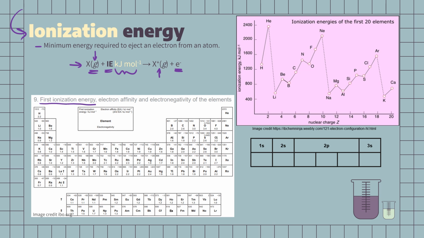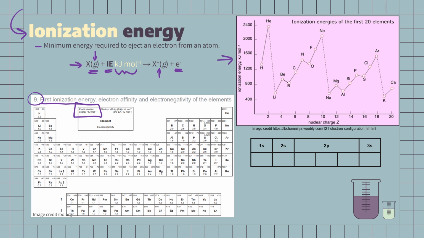Ionization energies are given to us in section 9 of the periodic table, these top left numbers. First ionization energy is just the energy needed to steal one electron away. I might want to steal a second electron away. That would be second ionization energy. We're just going to worry about first, though.